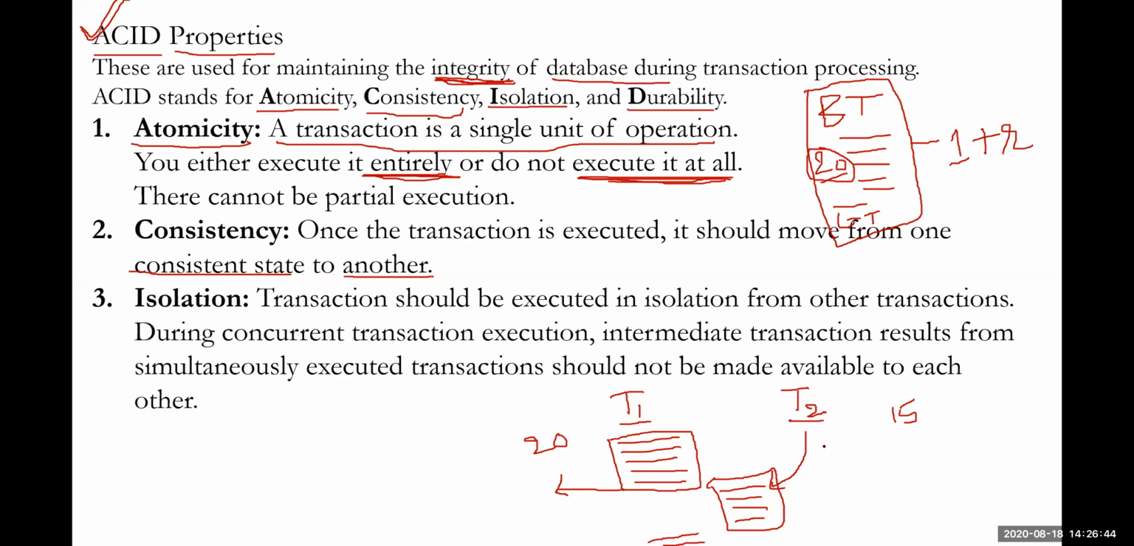If this is the case, your two transactions are not in isolation mode. Isolation means every transaction must be executed alone. It is not supposed to be mixed with any other transactions. Intermediate results are not supposed to be taken into consideration while any transaction is being executed. That is isolation.